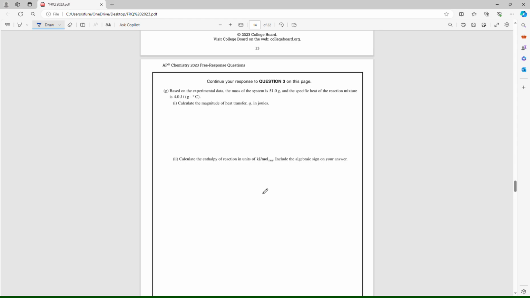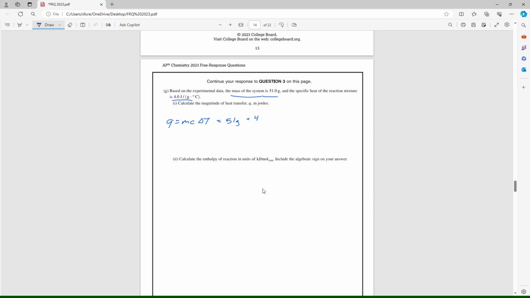G, part 1, calculate the magnitude of heat transfer Q in joules. So we're given mass, specific heat, so we're definitely going to use Q equals mc delta T. So we're looking for Q. M is given to us as 51 grams. That's the mass of the whole system it specifies. Times, let's see, C is given to us as 4. We don't need to convert anything to Kelvin because we're in Celsius here and we're in grams, so we're good.